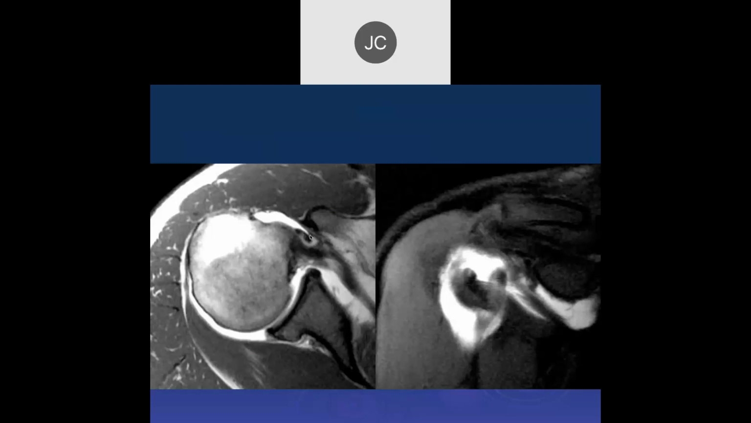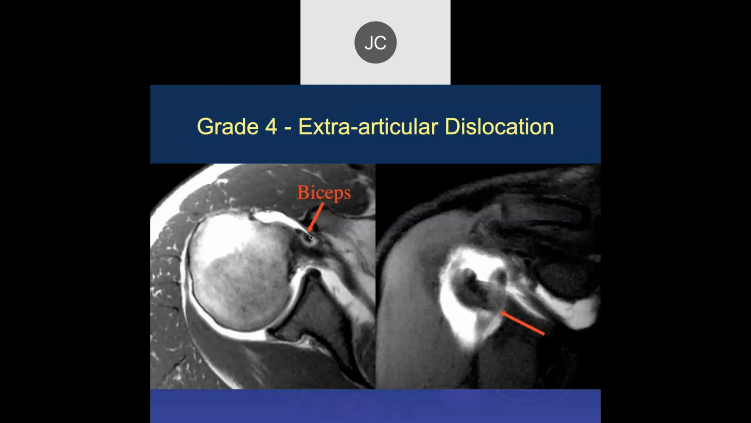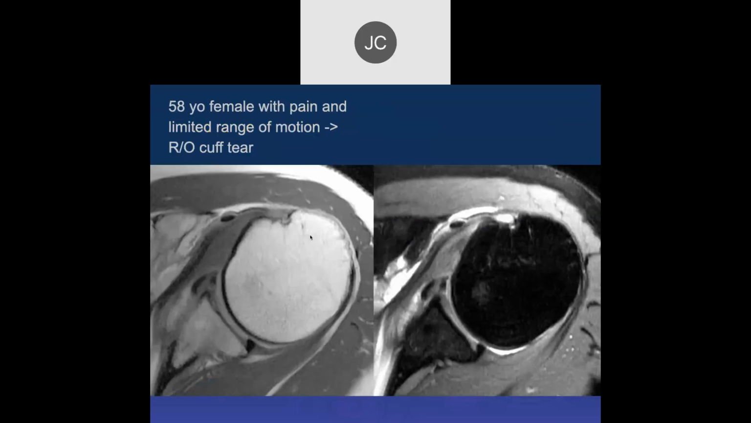It depends on the patient's activity. Yeah. So this we labeled a grade 4, which is an extra-articular dislocation. All right, so this is a 58-year-old female with pain and limited range of motion. Rule out cuff tear. The biceps again looks like it's anteriorly dislocated, anterior to the subscap, and there's a lot of tendinopathy in the subscap here. So this must have been an arthrogram injection. So some of this could be due to the injection.